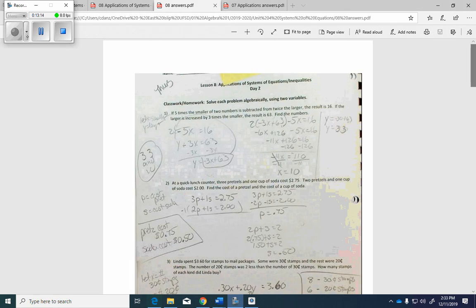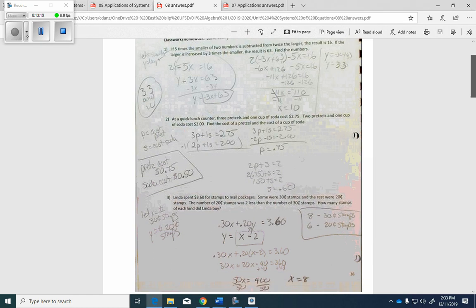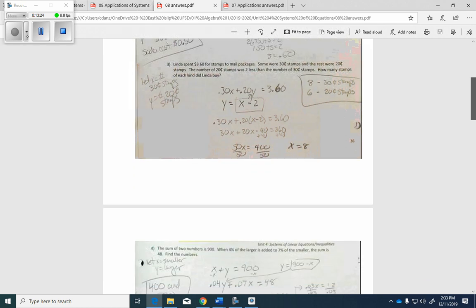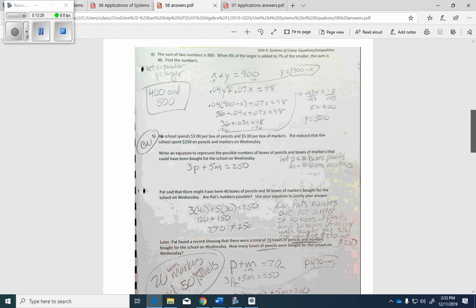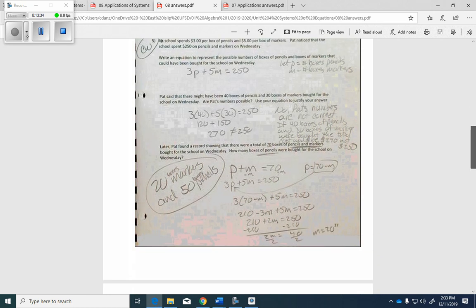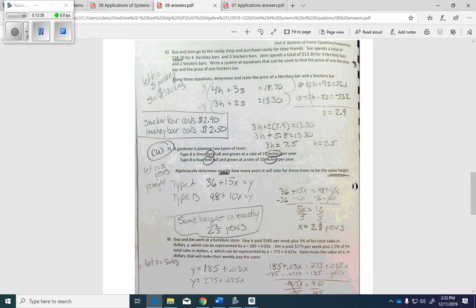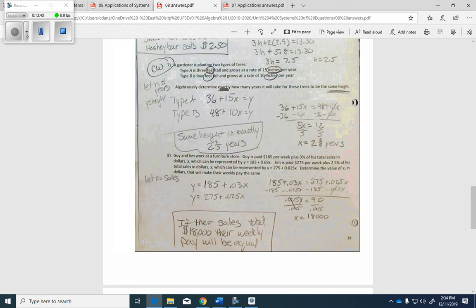On lesson 8, these are the answers. So you could see 1, 2, and 3. And this crazy day of playing music, hope you like the background music. Here's 4 and 5. Here's 6. Here's number 7.